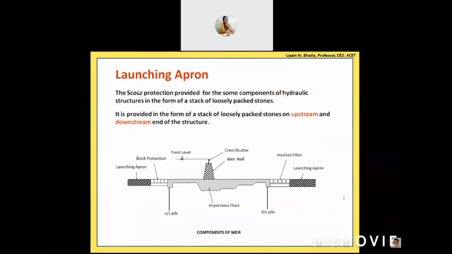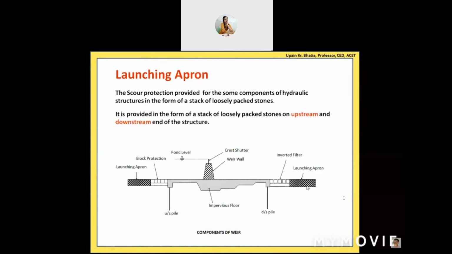So here, let us discuss more about the launching apron. The scoured section is provided for some components of the hydraulic structure in the form of a stack of loosely packed stones. So here the stones are not joined together in the form of stone masonry. They are not joined in mortar. They are loosely placed stones. So it provides scour protection to some components of the hydraulic structure.